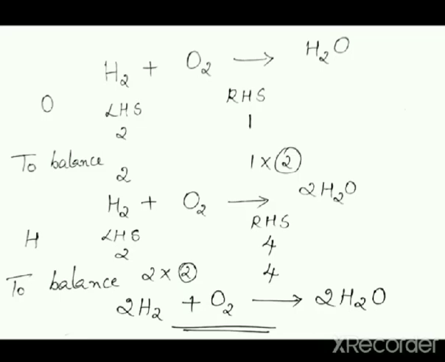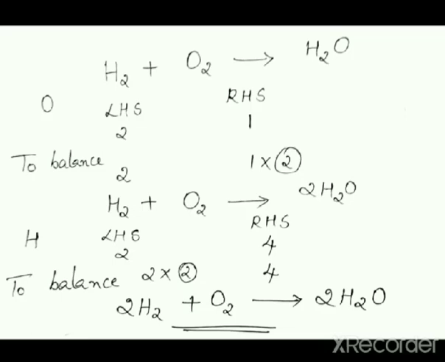2 atoms of hydrogen present on the left hand side, 2 atoms of oxygen present on the left hand side, and with water 2 atoms of hydrogen and 1 atom of oxygen is present. So when we see the skeletal equation, we come to know that the number of atoms of hydrogen present is the same on both sides of the equation. What is it equal to? The number of atoms of hydrogen is equal to 2 on both sides of the equation.